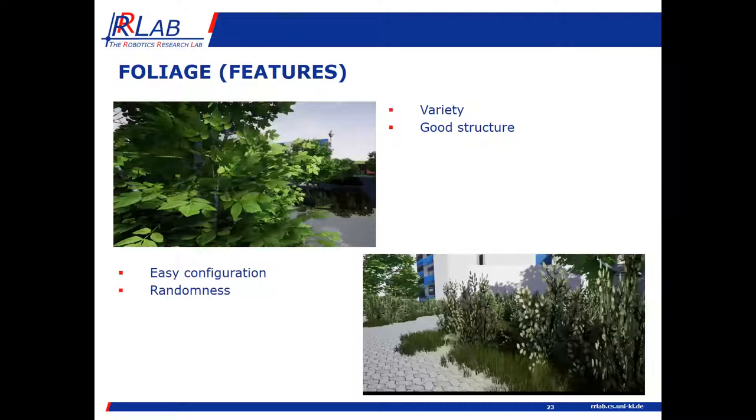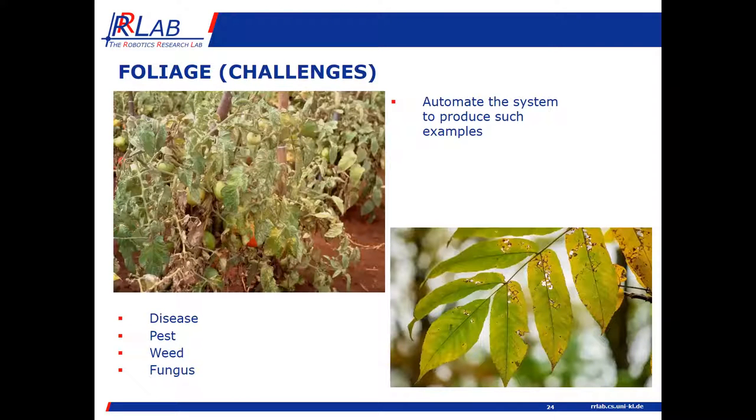Then comes the foliage. I already showed you the video: plants, trees, different varieties available. Grass is available and easily configurable. I'll show you in a further tutorial. But the problem is that automating such randomness is not so easy. I'm not sure if at present there are possibilities to do that in such a detailed version, and then add different kinds of diseases to these plants.